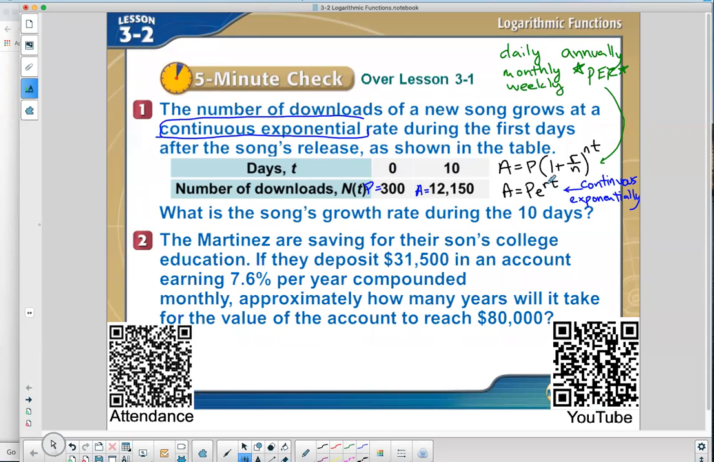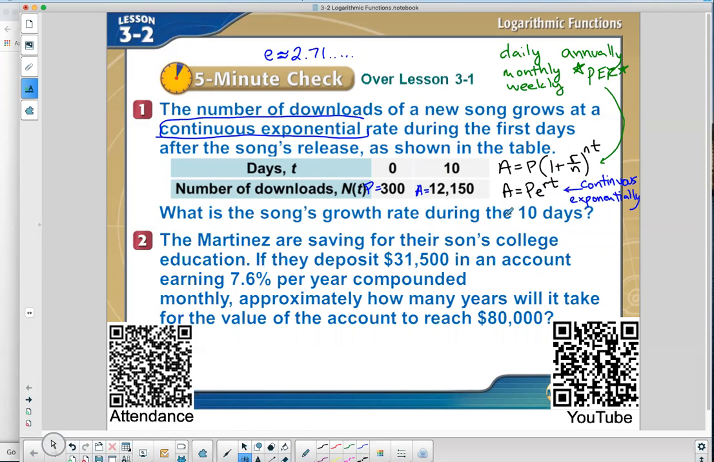We don't know R. That's what we're looking for. E, by the way, if you didn't catch this in lesson 3.1, E is like pi. It's a number. It's 2.71, something. It just keeps on going on. I'll do a squiggly equal sign because it's not exactly 2.71. But E is a number, so you don't have to solve for E. R is what we're looking for.